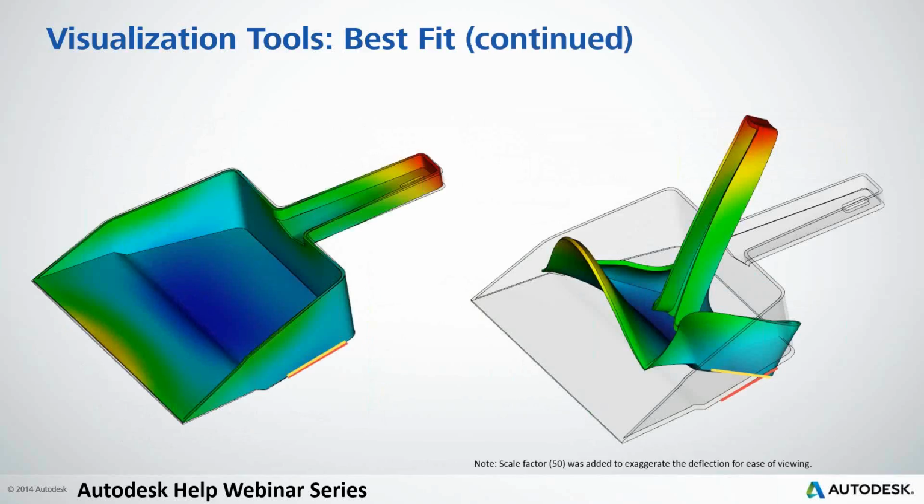So this is just another example of that part. It's the same exact deflection result. I just increased the scale factor. And you can see here where the entire part is deforming inward towards the central location of that dustpan. And that's really where that best fit is being measured off of at that point, because you can see it's all going towards that blue area.